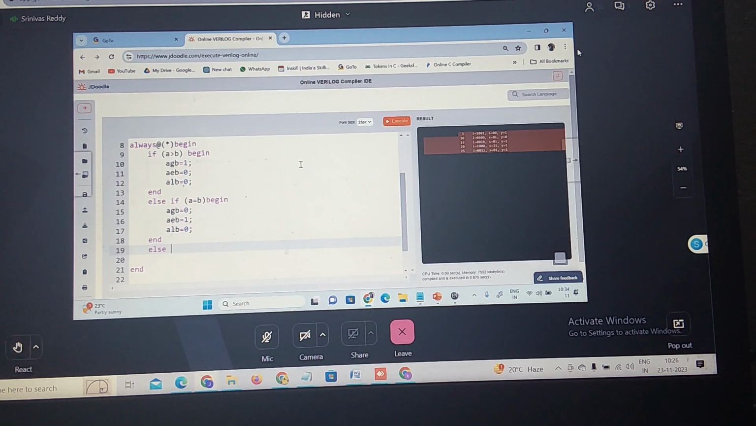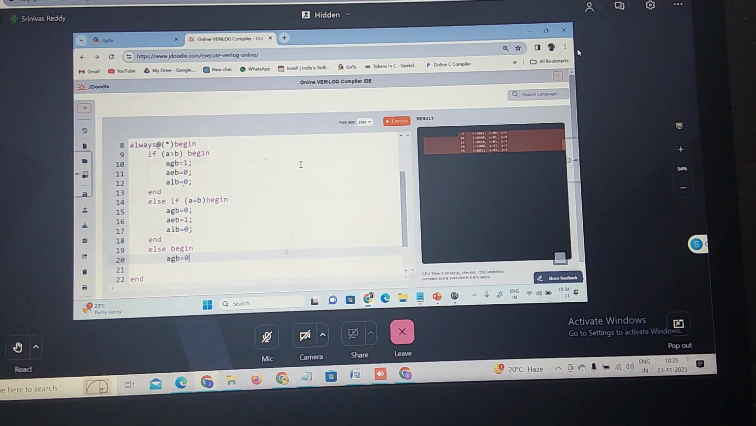Correct? Else, if I can go, or else I can write. Else is fine. Correct? If it is greater than, next is what? Less than. Then I can go with the begin.